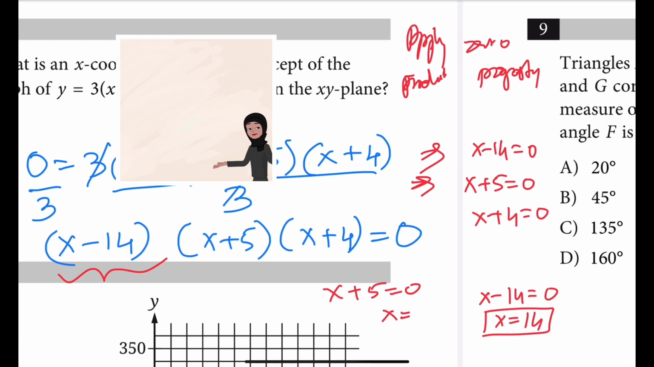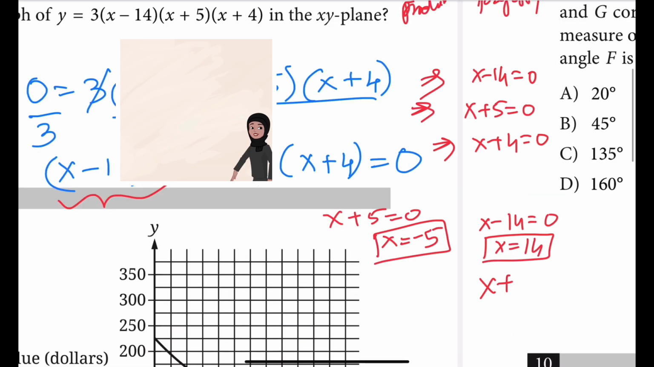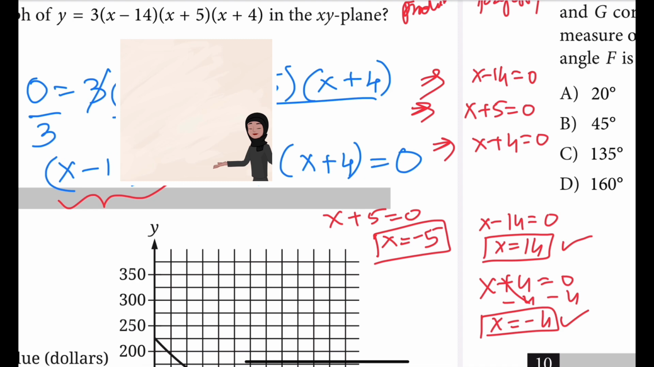Let's solve the second one, x + 5 = 0. Subtract 5 from both sides and you will get x = −5. So this is another solution. And then the last one, x + 4 = 0. Just subtract 4 on both sides, so you will get x = −4. So the correct answer is either 14 or −5 or −4. Therefore, the x-coordinates of the x-intercepts of the graph of the given equation are 14, −5 and −4.